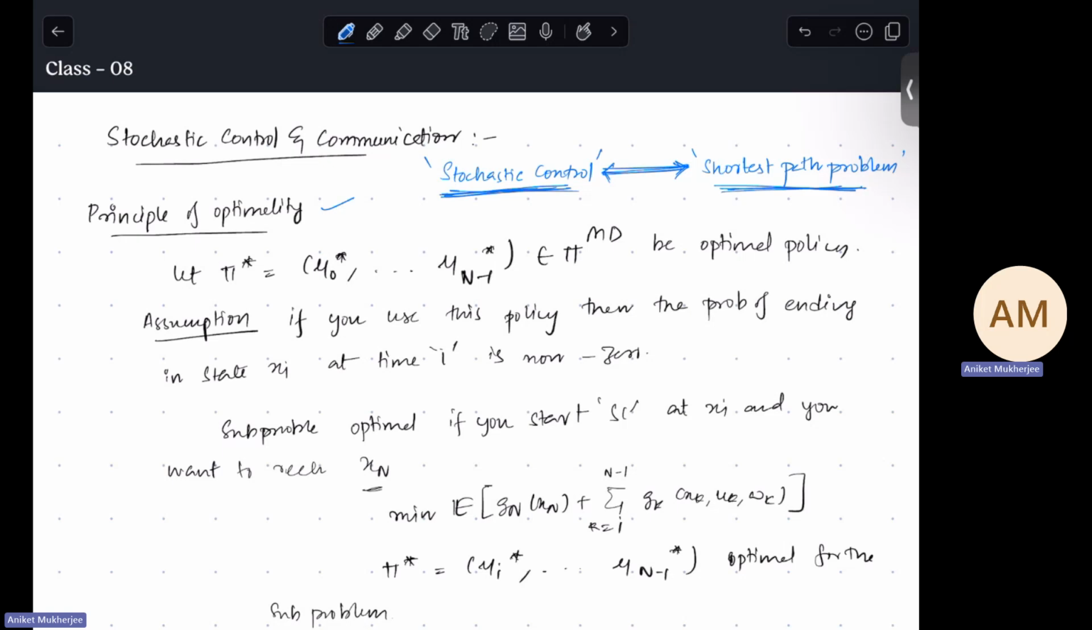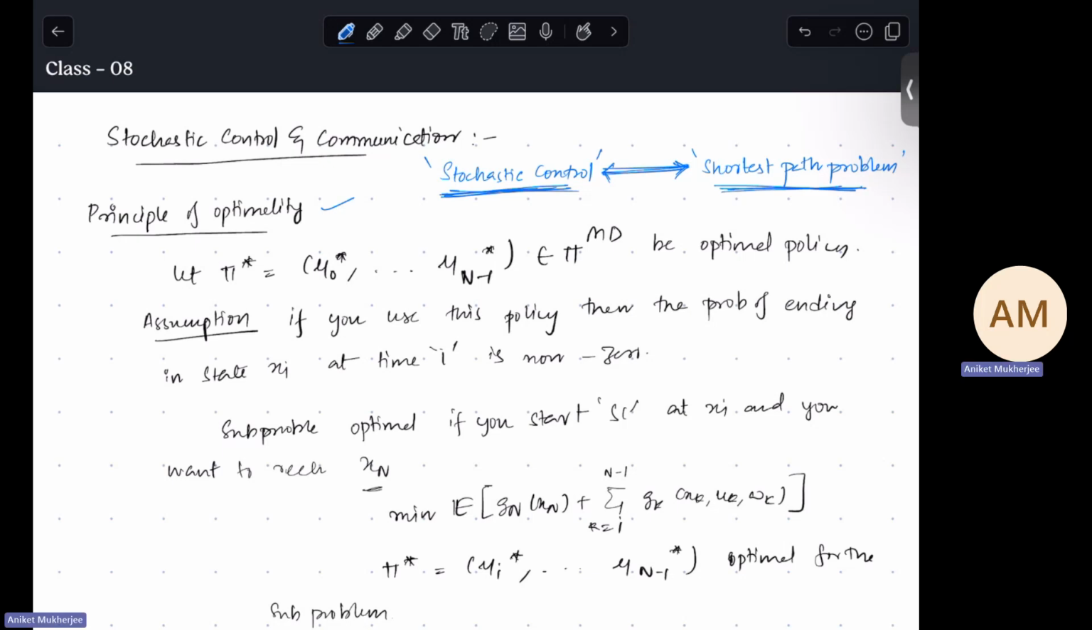What you want to do is minimize the cost that you incur to go from A to B in a finite setting, which is the same as the finite horizon stochastic control problem. The difference is that in stochastic control problems, your path trajectory is random, whereas in the shortest path problem, it is not random.